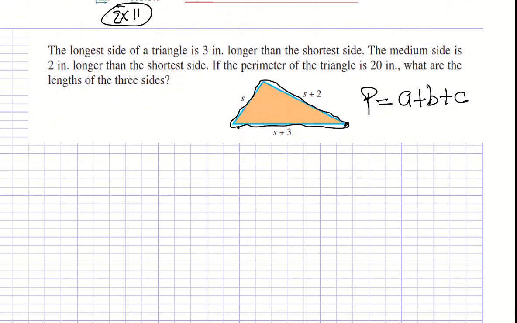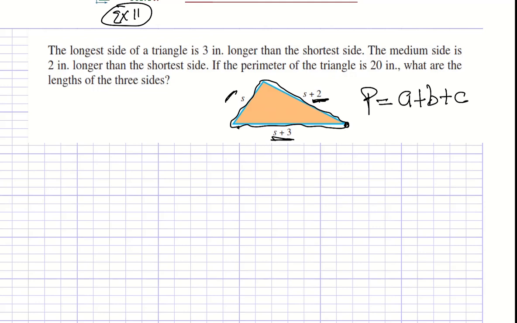You said the longest side of a triangle is, they even gave it to you there. The longest side is 3... Oh, this is the longest side here. This is the medium side. This is the shortest side. It's 3 inches longer than the shortest side. So if we use the shortest side, if we use the shortest side, right?